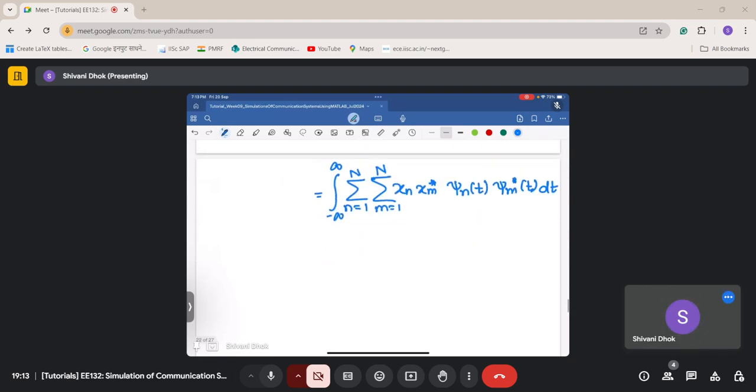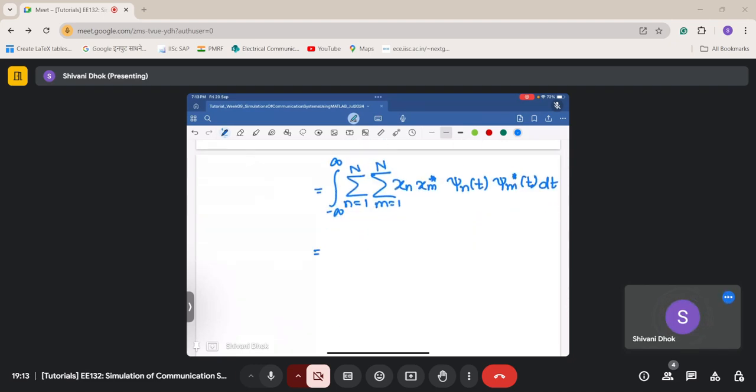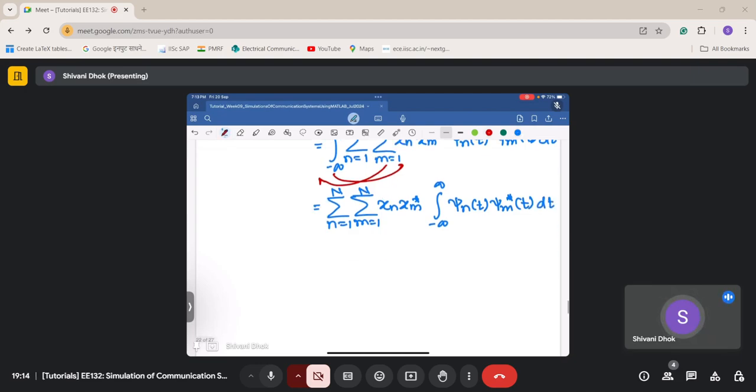So we can interchange these summations and integrals. What we will get is summation n equal to 1 to N, summation m equal to 1 to N, then we have xn into xm conjugate. These two are constants, they are not a function of time. So then we'll have integral from minus infinity to infinity of psi n of t into psi m conjugate of t dt. Now we have taken them to be an orthonormal basis. So this integral will be equal to 1 if n equal to m, and it will be equal to 0 if n not equal to m.